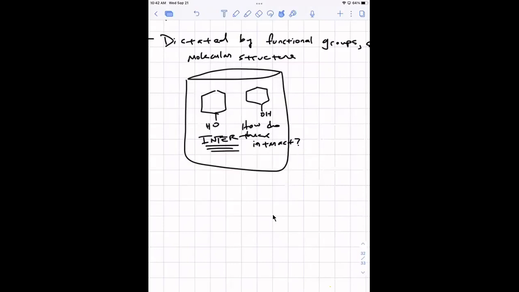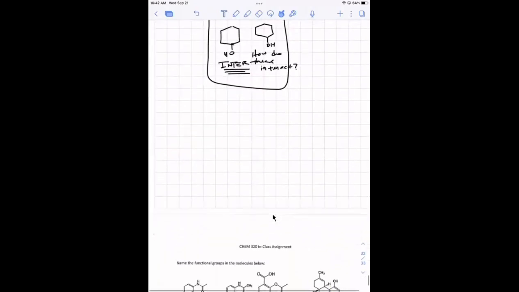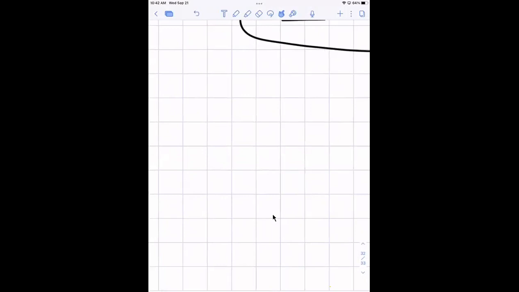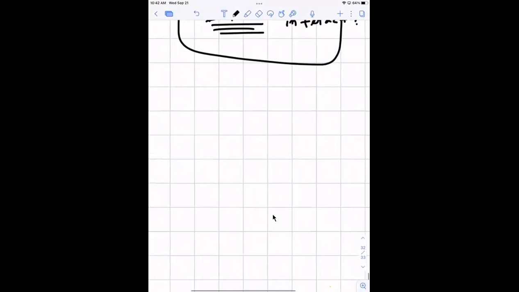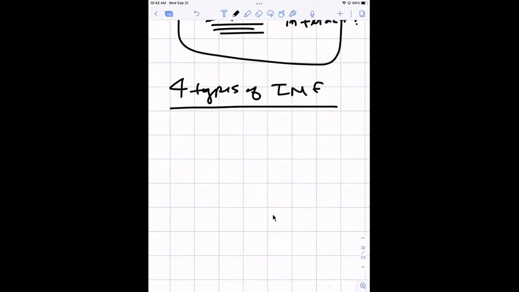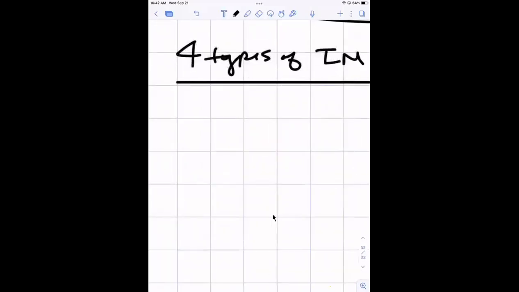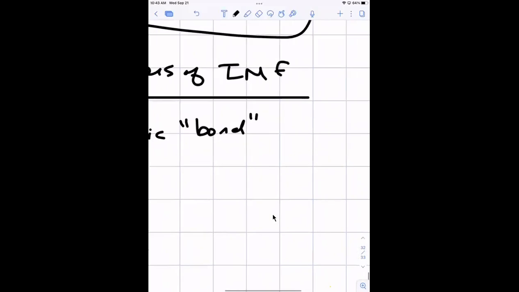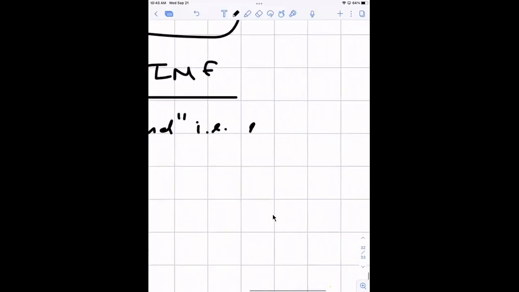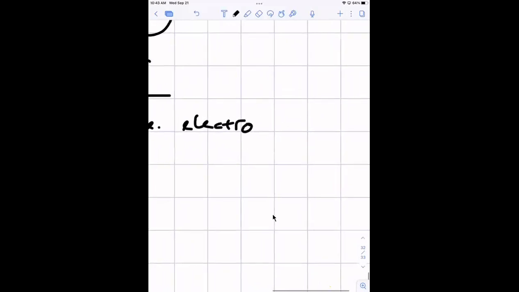All right, we're going to talk more about that, but I'm going to give you an introduction to the different types. So we have 4 types of intermolecular forces. We have what we normally refer to in general chemistry as an ionic bond. I'm putting bond in quotes, but I think I talked about this a couple of days ago, it's really an electrostatic attraction.